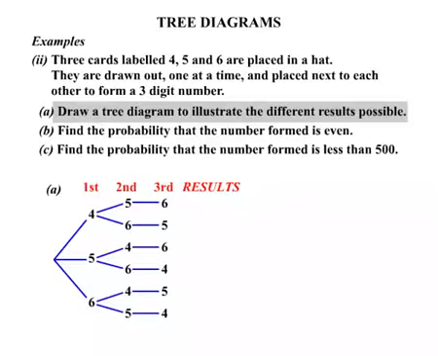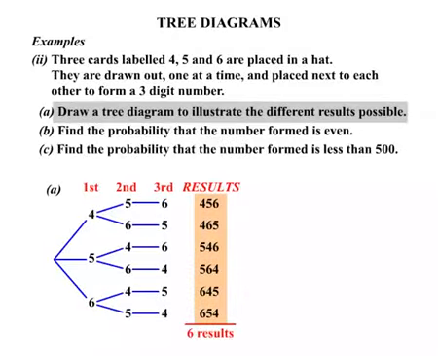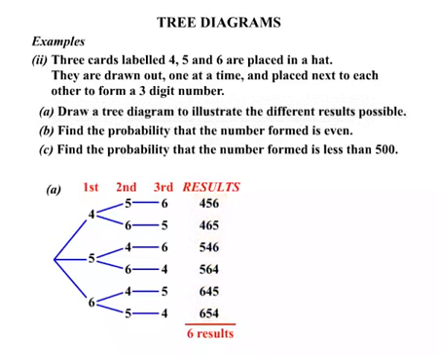Okay, the results now. We have 456. Next one, 465. The next number is 546, then 564, 645, and finally 654. Terrific. Those results are 1, 2, 3, 4, 5, 6 different results there. Now we can start answering the probability questions.